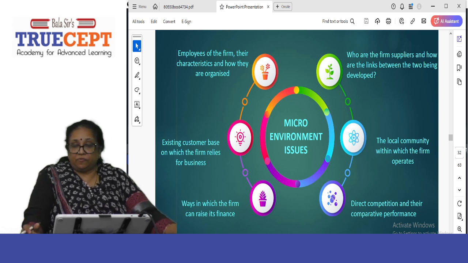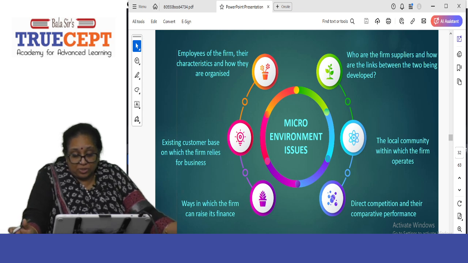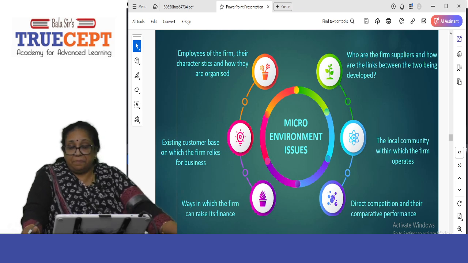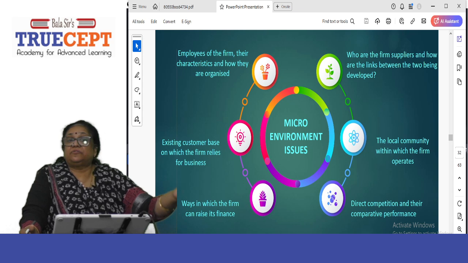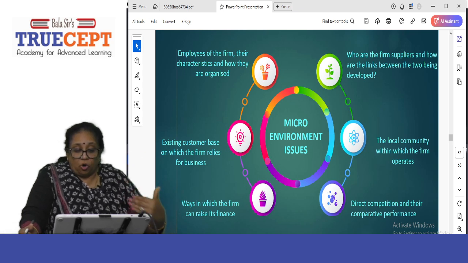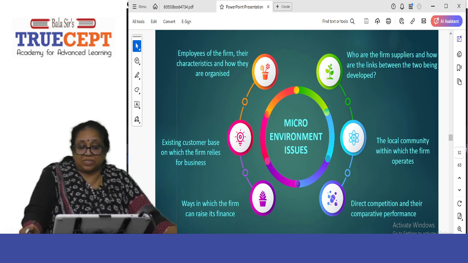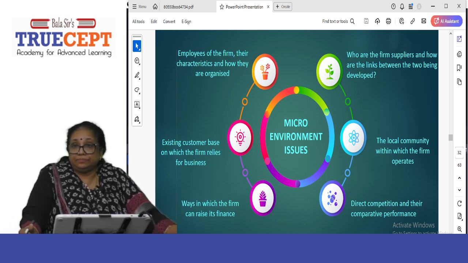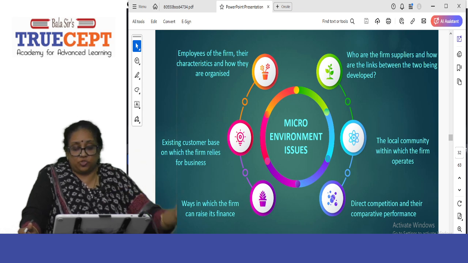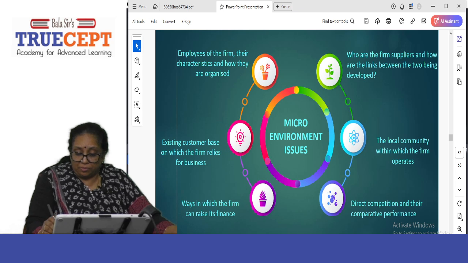So ways in which the firm can raise, it's like I told you, the financials, the existing customer base, and can you take customers from your competitors? So all this, and employees of the firm, their characteristics, how they are organized, then you can make them change. These are your microenvironment issues.